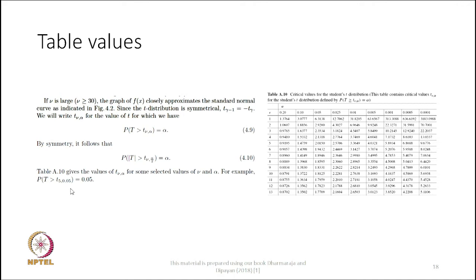Here also we can get the point at which the right tail probability is going to be alpha for a given parameter nu. For different values of alpha and nu, what is the point at which the right tail probability is alpha? Since it is symmetric, you can write the probability of absolute value of t greater than the point, denoted by t nu comma alpha by 2, and that probability is going to be alpha. Because you took the absolute value of t, the right tail is alpha by 2 and the left tail is alpha by 2. For example, the probability of t greater than t 5 comma 0.05 is 0.05.